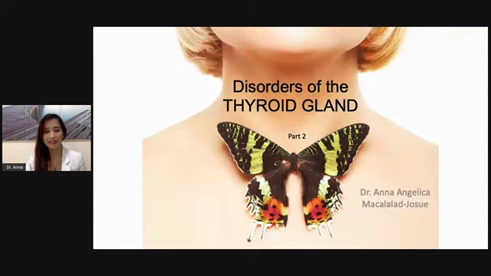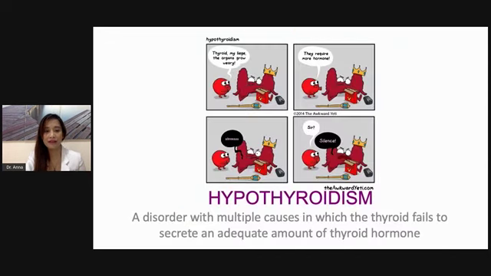Good morning again, class. So we now go to the second part of our discussion on the disorders of the thyroid gland. So in this session, we're going to talk about hypothyroidism and Hashimoto's thyroiditis. So hypothyroidism is a disorder with multiple causes in which the thyroid fails to secrete an adequate amount of thyroid hormone for our body's needs.